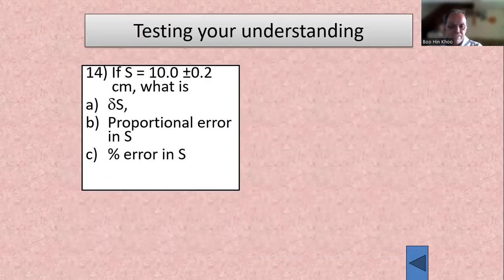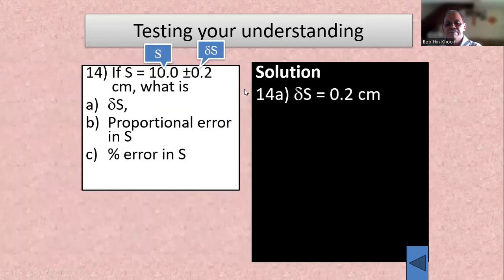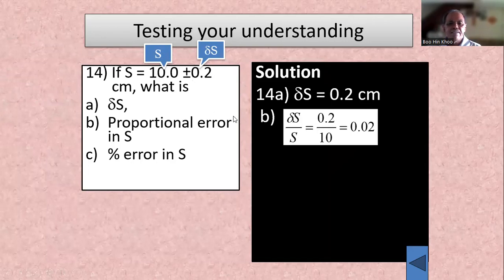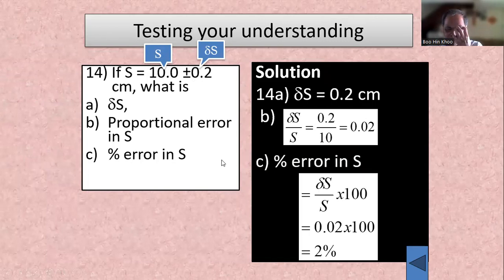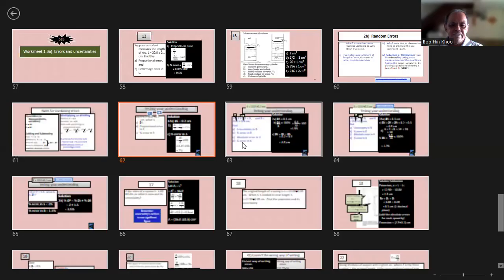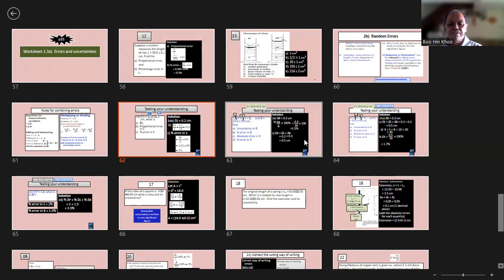And then we have started this example. Right? Where quantity S is measured as 10 plus or minus 0.2 cm. Then we try to get you to get familiar with it. What is delta S? Delta S is this one. Right? That is your S. That's your delta S. The proportional error is just this one divided by 10. Percentage error is just times 100. Okay, let's do a few examples, and then we can carry on with random error and systematic error.